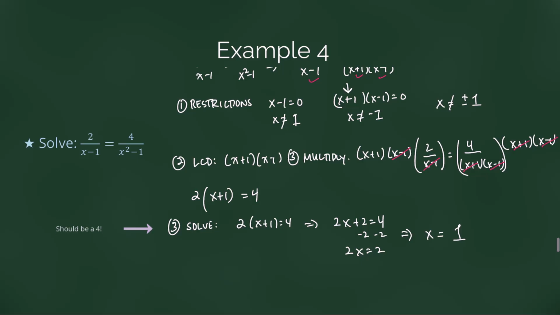But remember, this is a restricted value. This makes one of our denominators 0, which means that it can't possibly be a solution, which means that our equation has no solutions. The only one we came up with when we did the algebra was one that was a restricted value, and so our equation doesn't have any solutions at all.